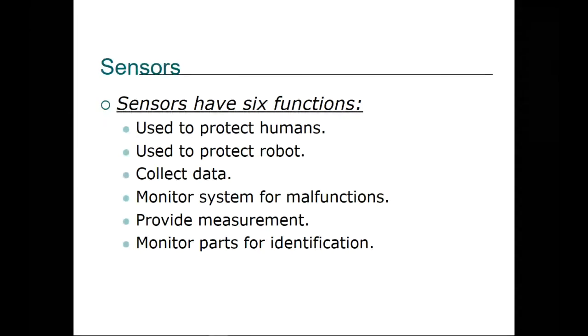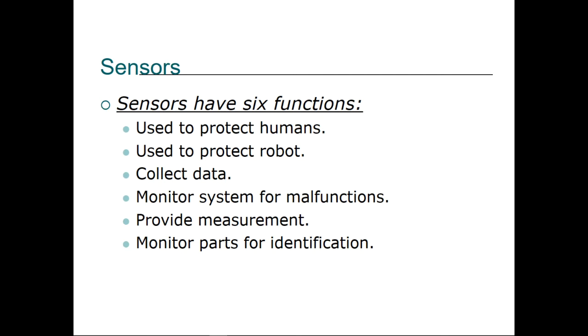As I was saying, sensors have 6 functions. The first and primary, of course, is to protect humans. Okay, and so there's various different sensors that are dedicated to those types of uses. We'll look at some of those and discuss some of those.